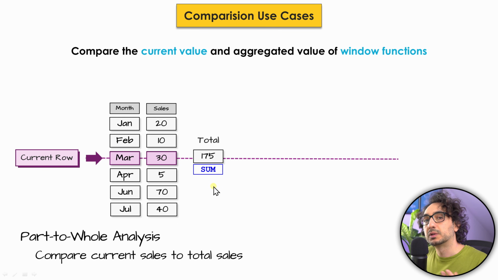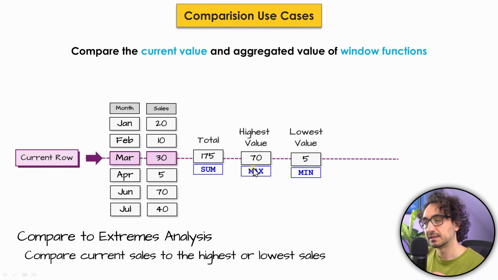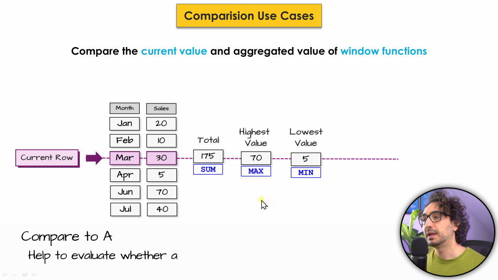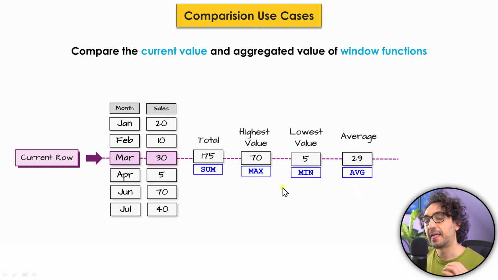You are doing an analysis called part-to-whole analysis, where it's going to help us understand how important the sales in this month were compared to the total sales. Or we can compare it to the best months, to the highest value. For example, the highest value is June, and we can compare this month with the best month of the year, or with the lowest month in the year. Or we can compare the sales of the current month with the average in order to understand, are we above the typical sales or below the average? And this is a very important analysis in order to study and understand the performance of the current data.